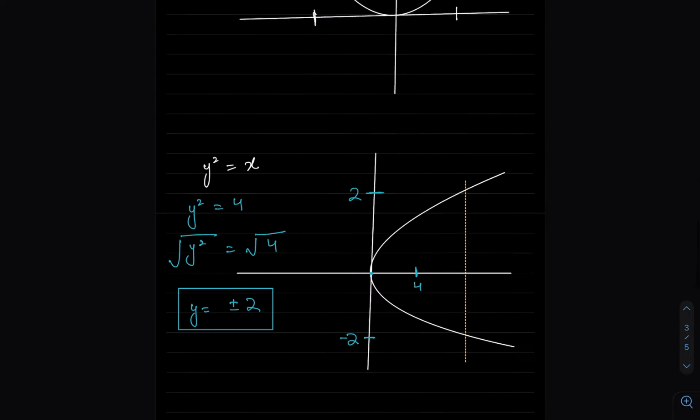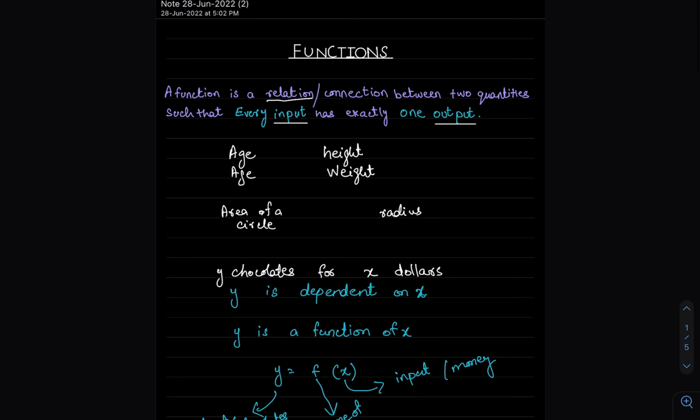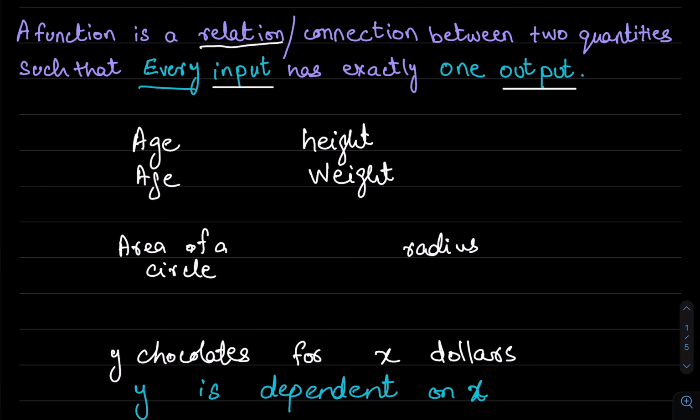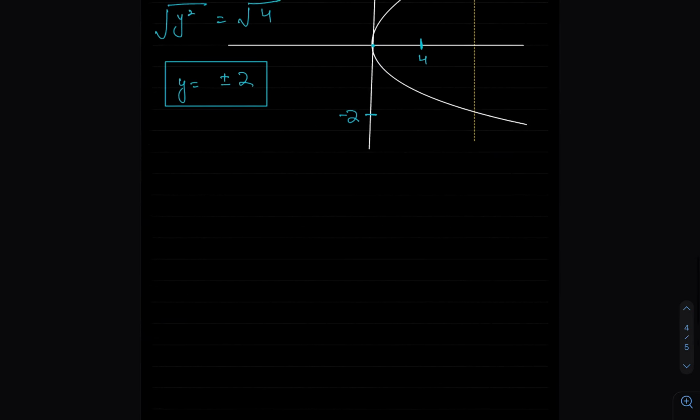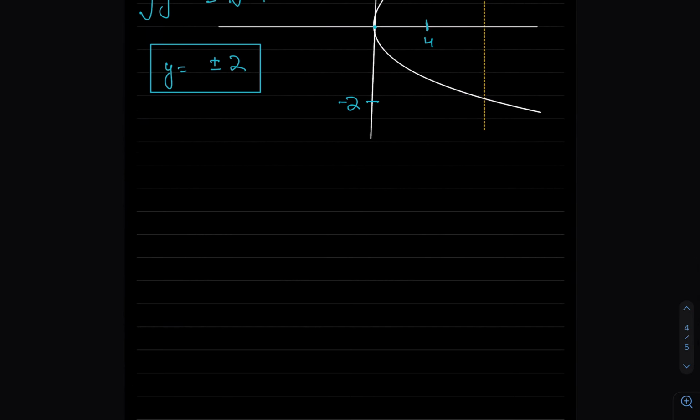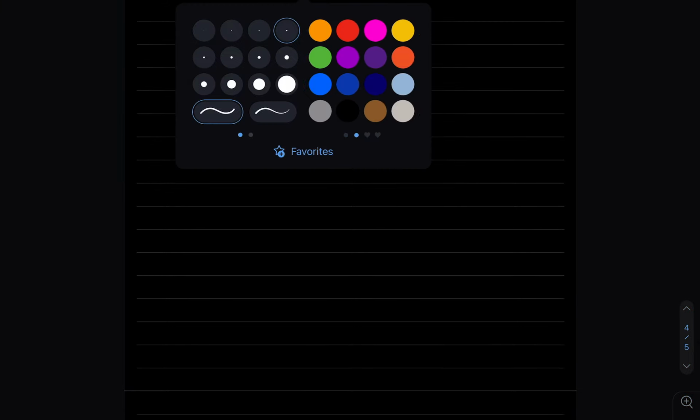The reason is that I told you guys, and I wrote it in a different color, that every single input must have exactly one output, and so this is not a function. Let's draw another graph to cement your concepts.